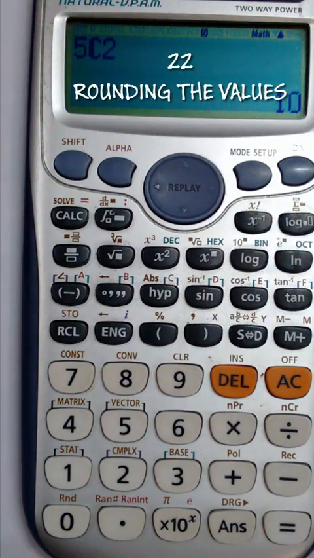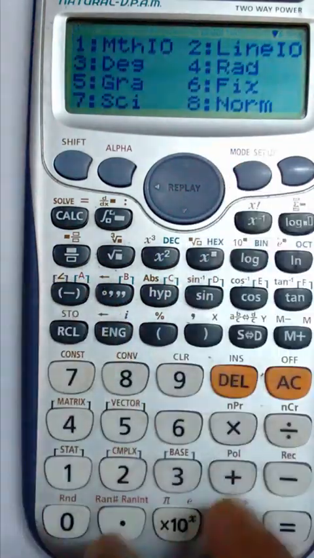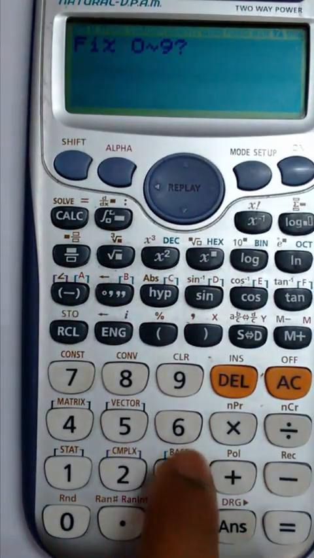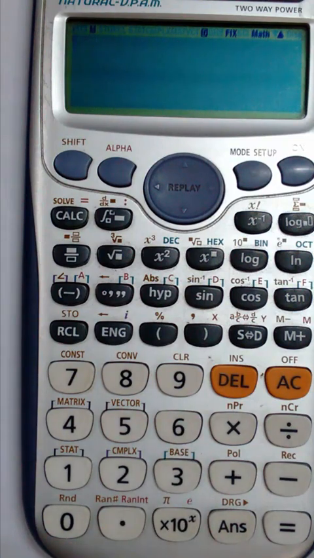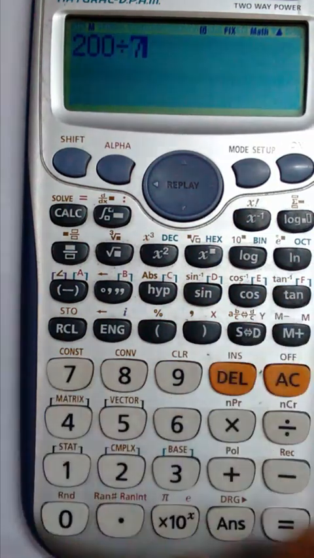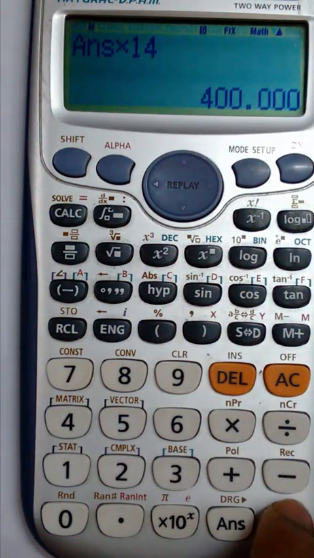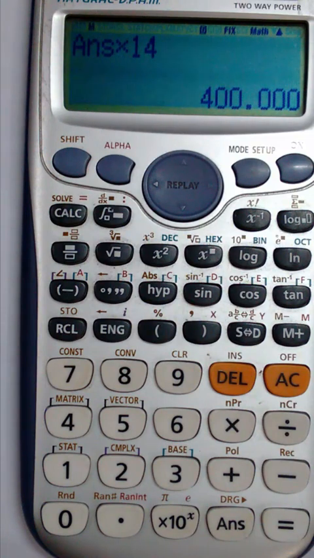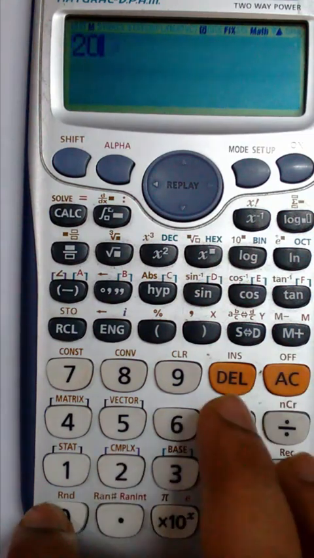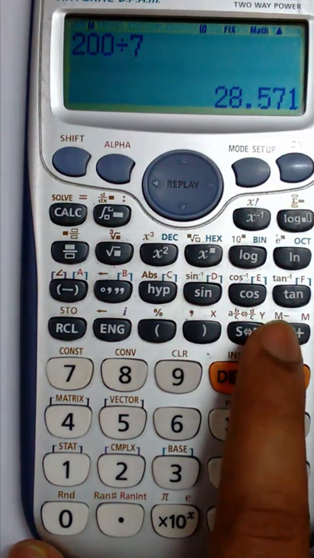Okay. Next technique is for the rounding function. For that you have to press shift mode and select 6. I have to fix it to 3. 200 divided by 7, then multiply this by 14. You got this 400.000. Now 200 divided by 7 is nothing but 28.571.